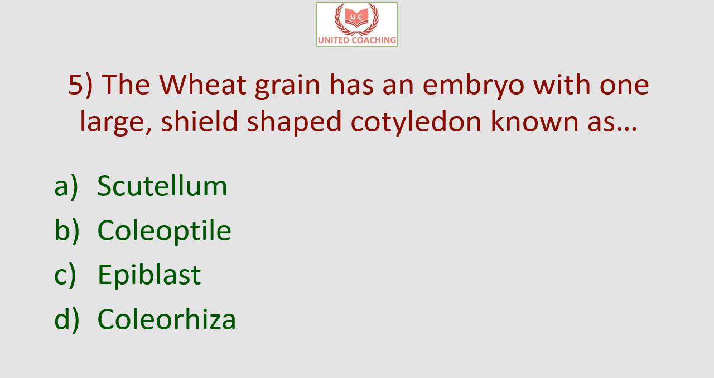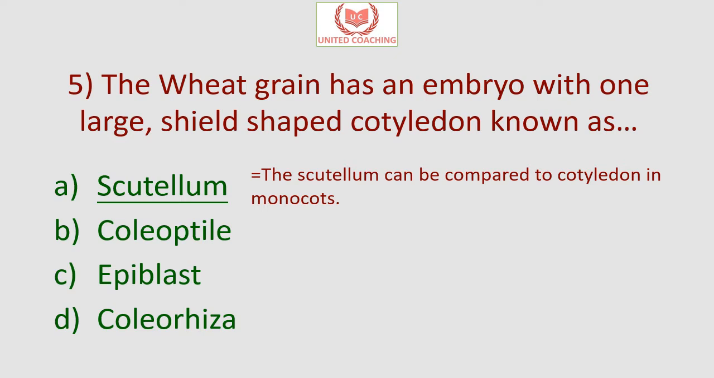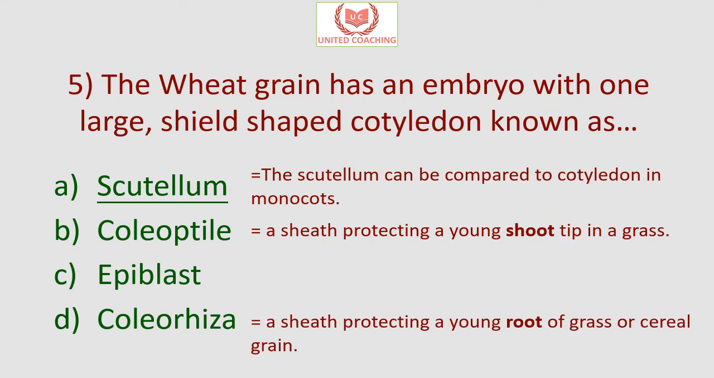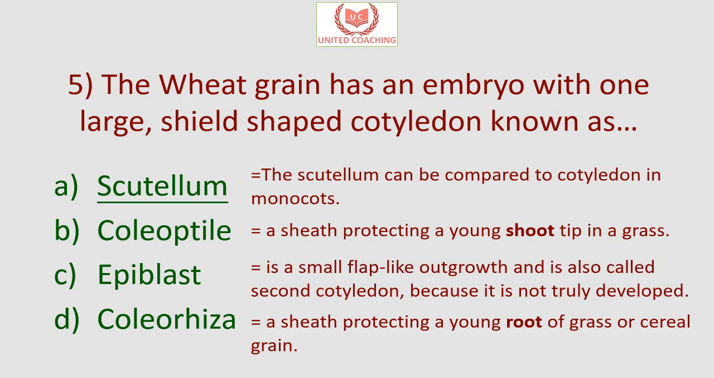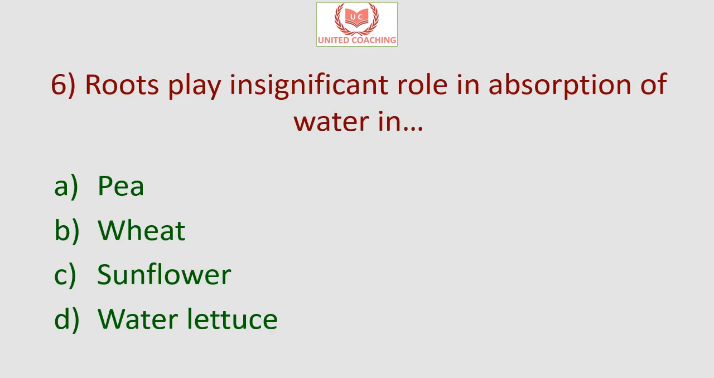Our next question is, the wheat grain has an embryo with one large shield-shaped cotyledon known as, is it scutellum, coleoptile, epiblast, or coleorhiza? So the answer is scutellum. Now the scutellum can be compared to the cotyledon in monocots, and coleoptile is a sheath protecting a young shoot tip in a grass, and coleorhiza is a sheath protecting a young root of a grass or cereal grain, and epiblast is a small flap-like outgrowth and is also called a second cotyledon because it is not truly developed.